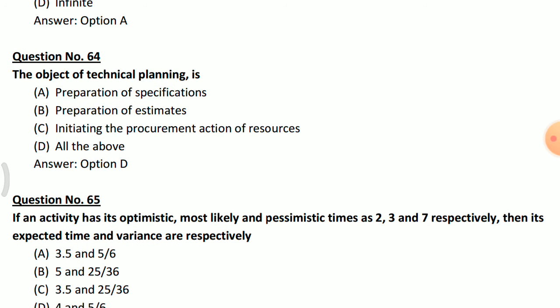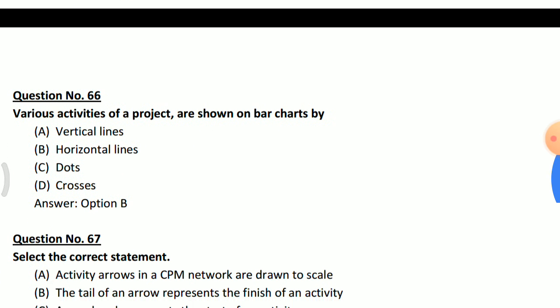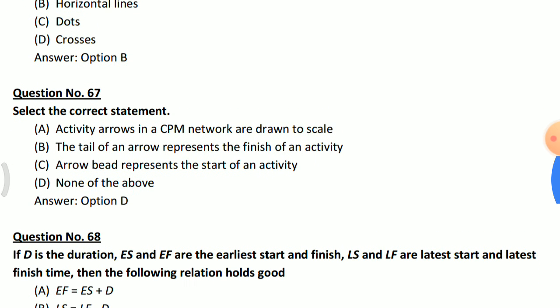The object of technical planning is option D, which means preparation of specifications, preparation of estimates, initiating the procurement action of resources. Various activities of a project are shown on bar charts by option B, horizontal lines.